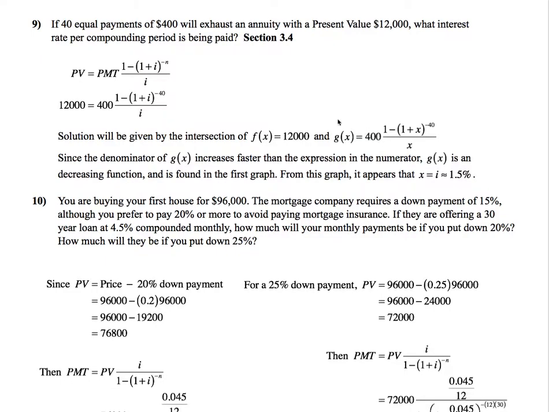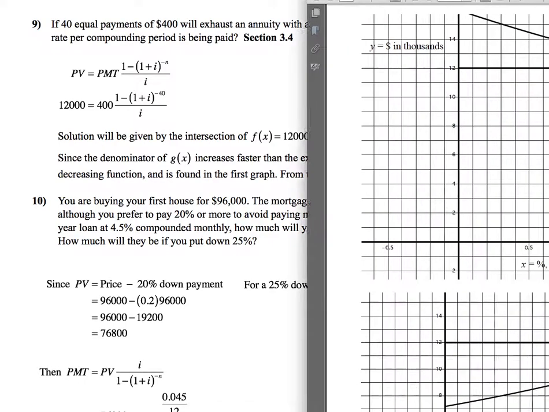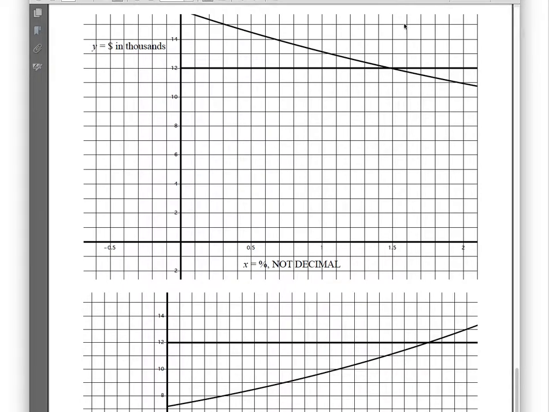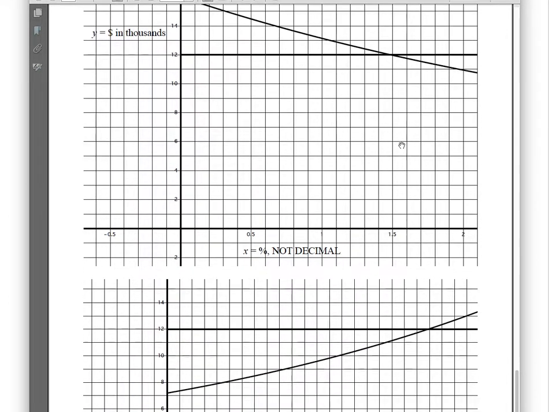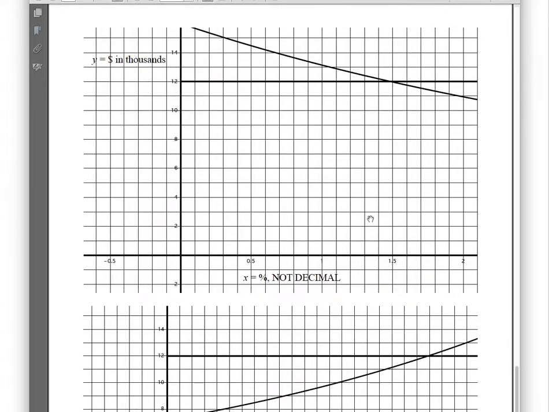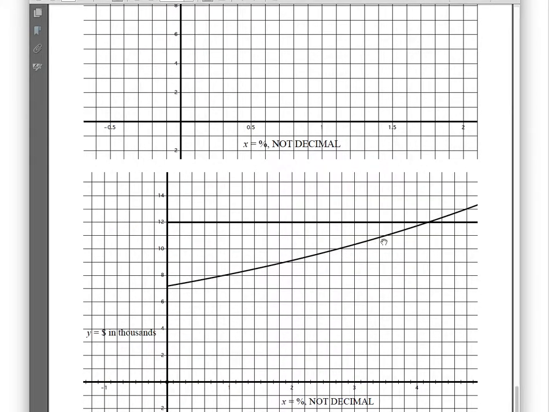Now, question 9 is another question that uses a graph. I included two graphs at the end of the practice, and you're supposed to decide which one is the correct graph to use, and then find when the function reaches the value in question. This is the one we used for, I believe, question 6, and the value we were attaining was $12,000. Y is in thousands.